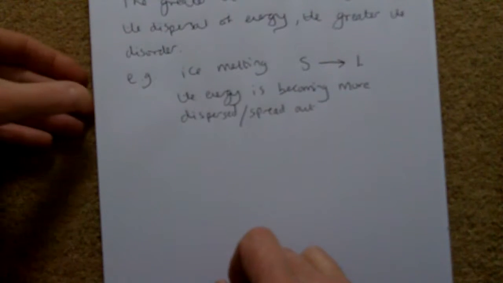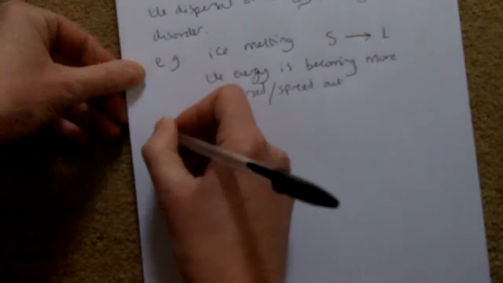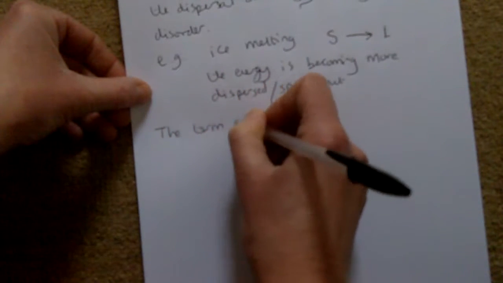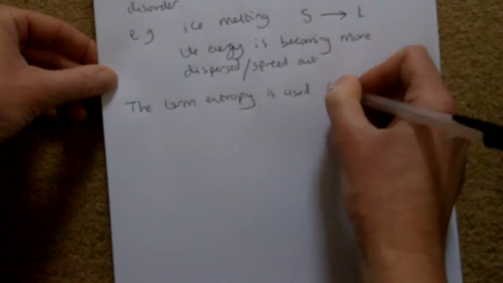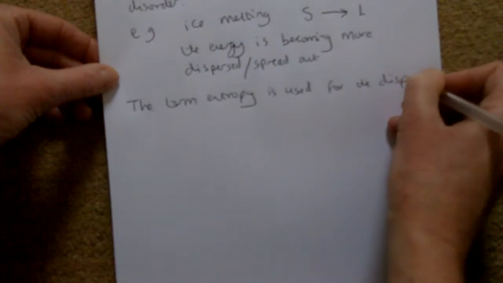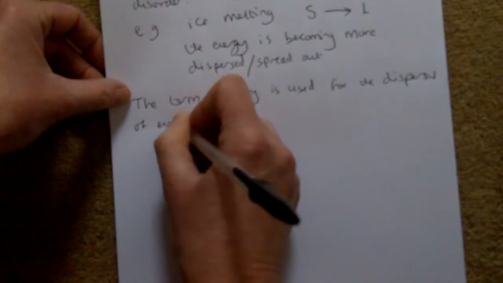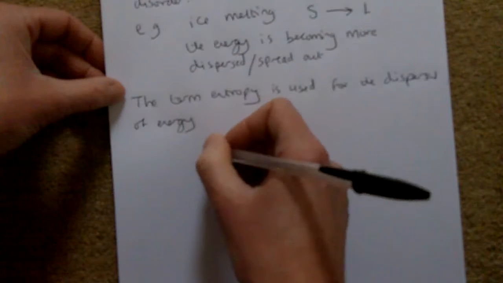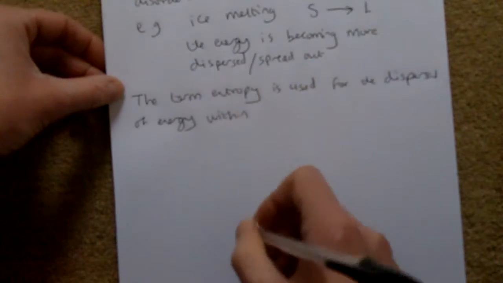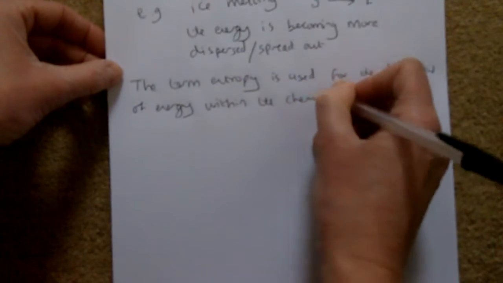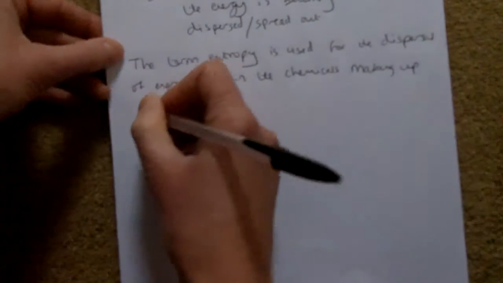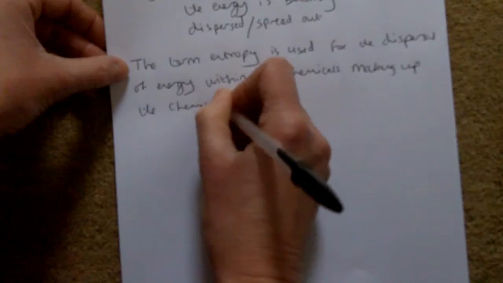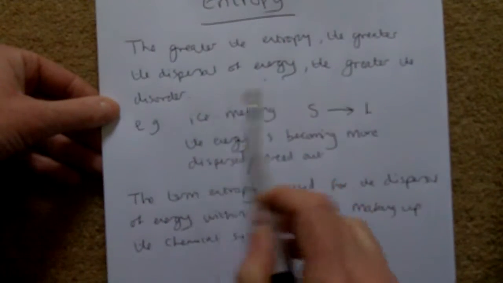Okay, so the term entropy is used for the dispersal, the spreading out of energy within the chemicals making up the chemical system. Okay, so the greater the entropy, the greater the dispersal of energy, the greater the disorder.